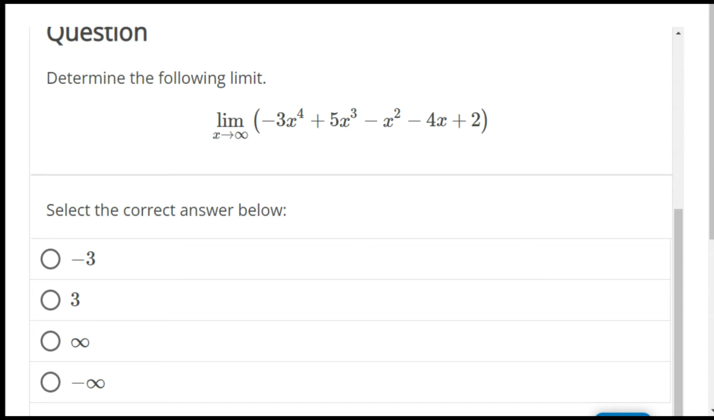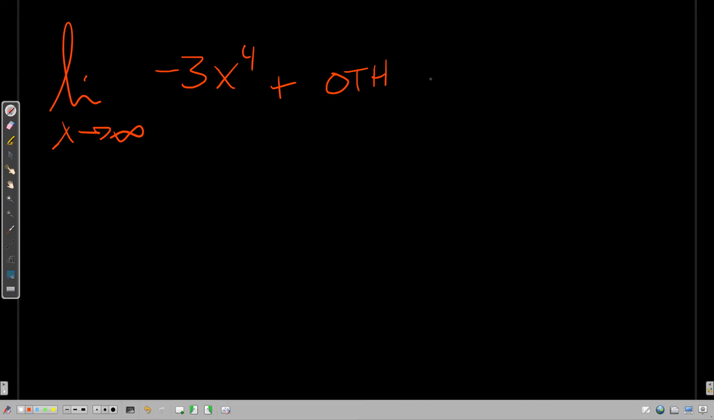Okay, same thing here. We've got the limit of a big crazy polynomial, minus 3x to the fourth, plus some other terms. And I'm just going to literally write other terms, because it does not matter one iota what these other terms are whenever we are taking a limit towards infinity.